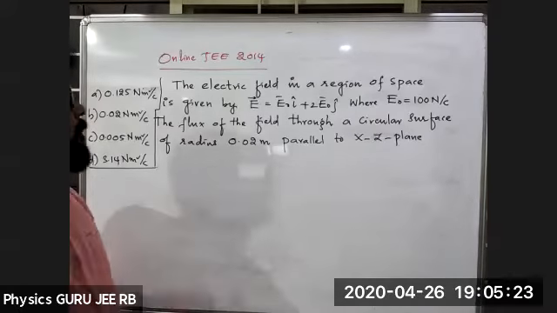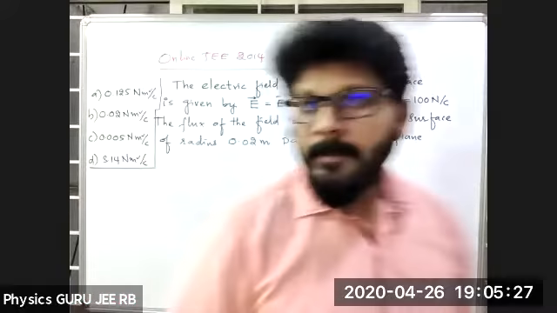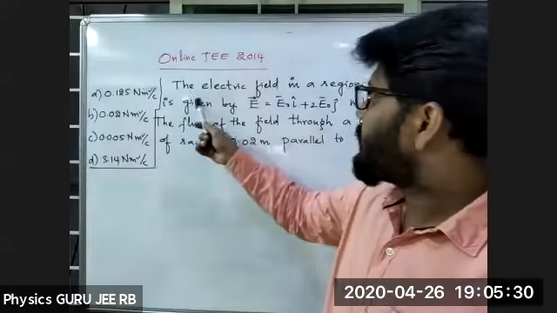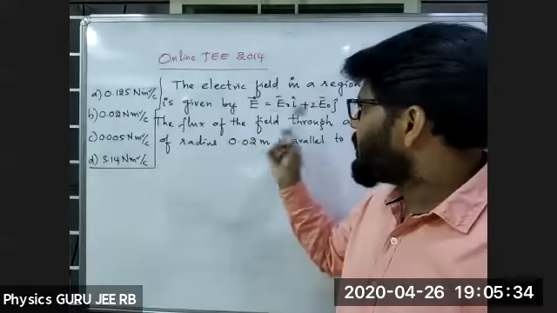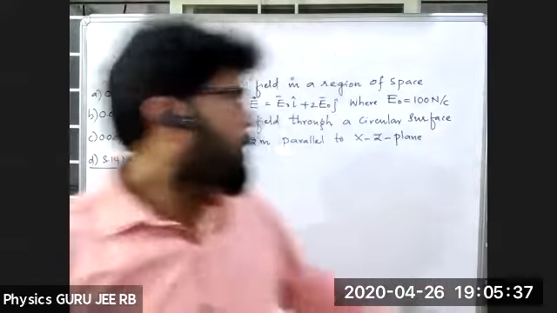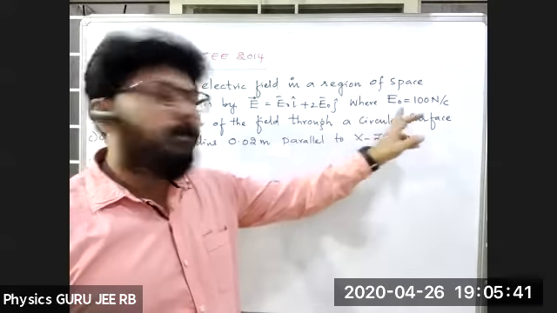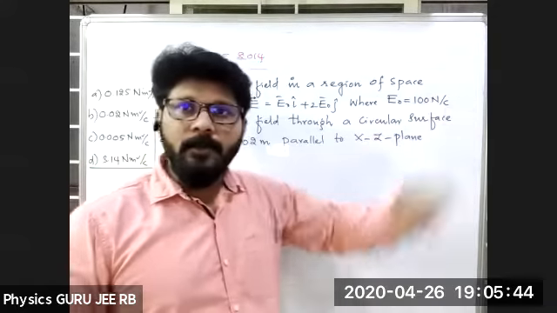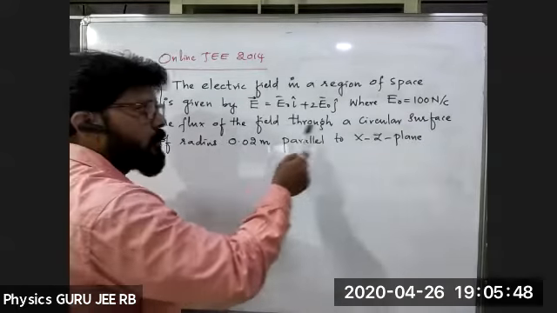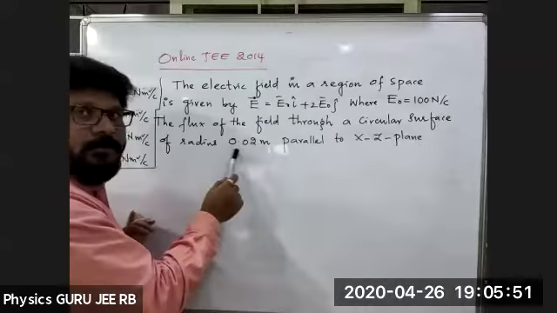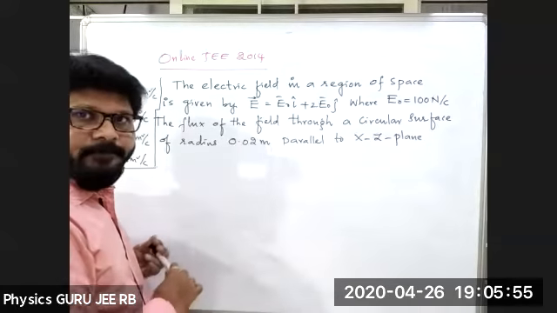Okay. Now this is given in online JEE 2014. The question is: the electric field in a region of space is given by E equals E naught i cap plus 2 E naught j cap, where E naught is equal to 100 Newton per Coulomb. The flux of the field through a circular surface of radius 0.02 meters parallel to the XZ plane.